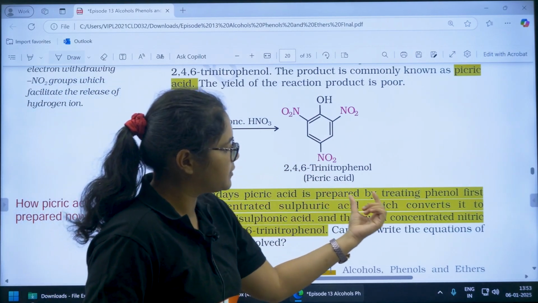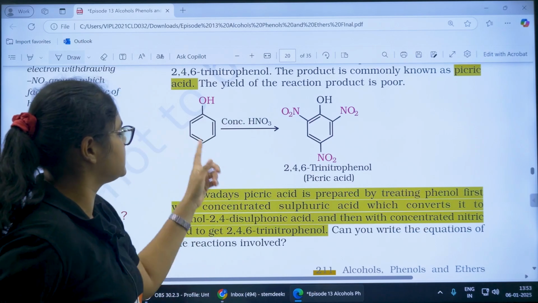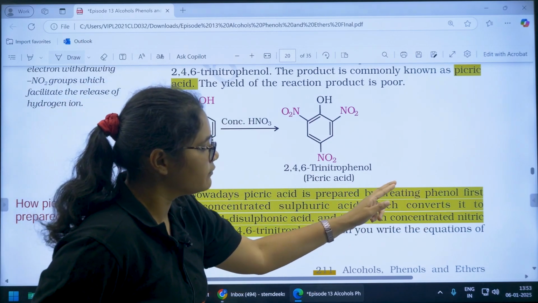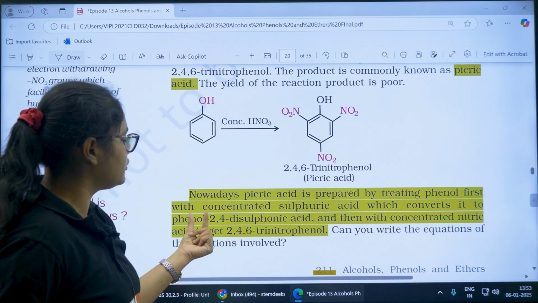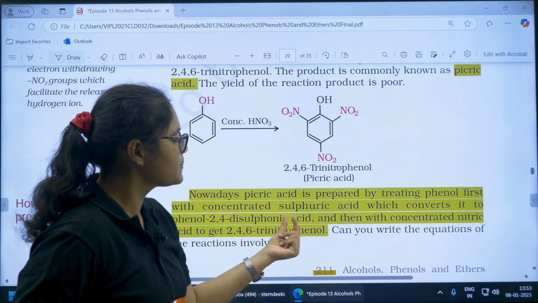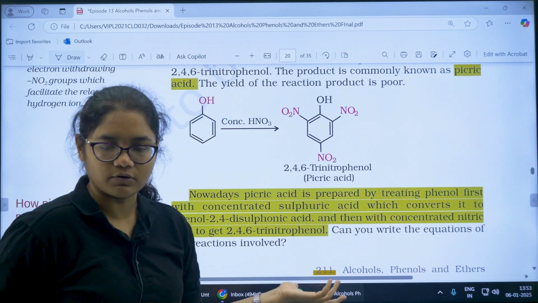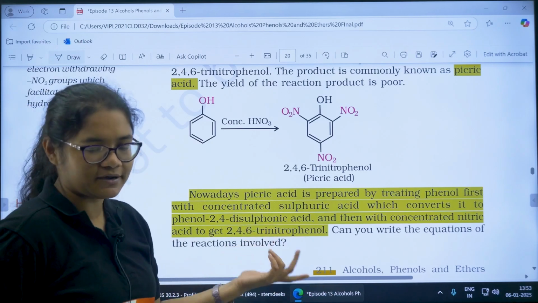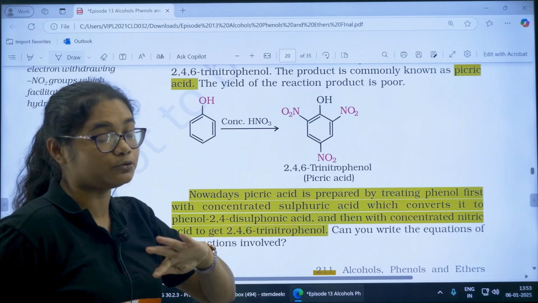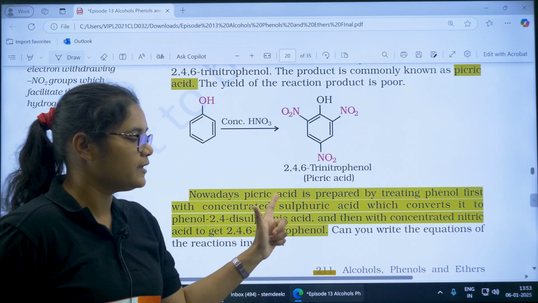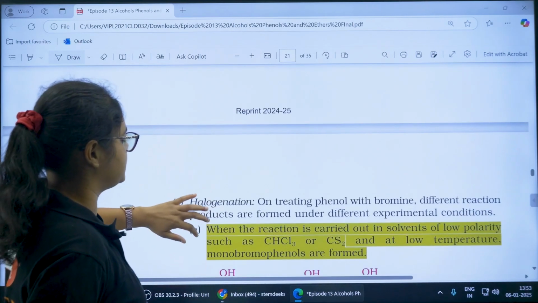Now picric acid is prepared by treating phenol first with concentrated sulfuric acid, which converts it to phenol-2,4-disulfonic acid, and then concentrated nitric acid to get 2,4,6-trinitrophenol. This has less probability, but it is something different which you might not know if you haven't studied it, so you should put some attention here.